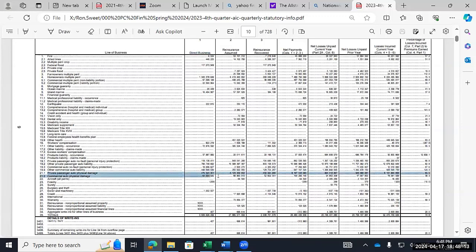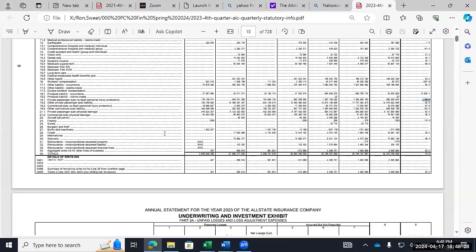Private passenger, there's the physical damage. That loss rate looks like 60%. The passenger liability, they don't look really, really high. They're around 70, so I'm not really sure. Even so, those numbers are too small.